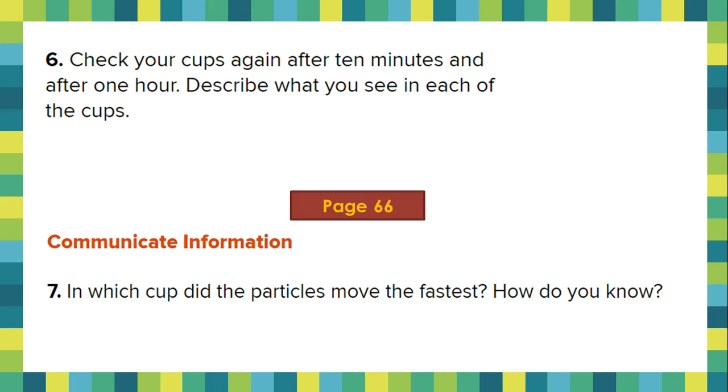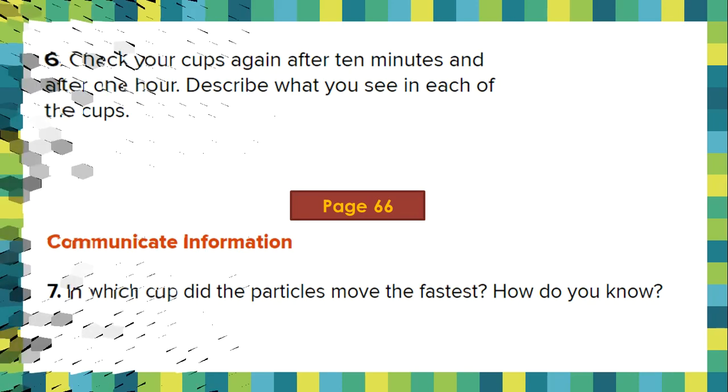And at last, on page 66, you're supposed to communicate your information, what you learned, what you discovered during this experiment. So you are going to have three questions, the first one being, in which cup did the particles move the faster? Cold or hot? How do you know? And then you need to explain in detail what you notice on the fastest one, let's say.